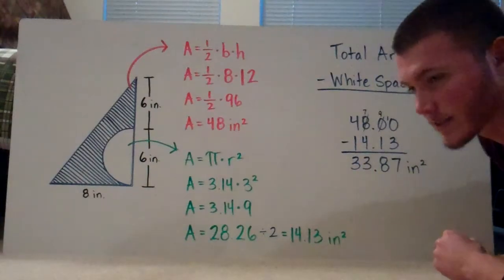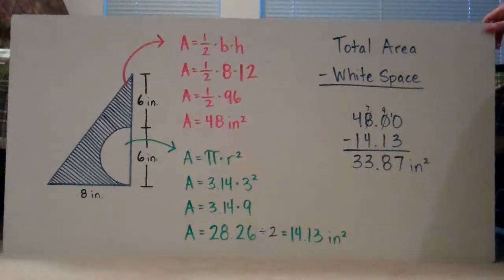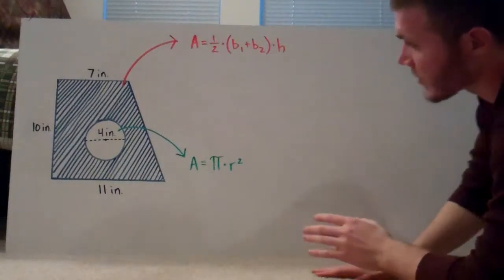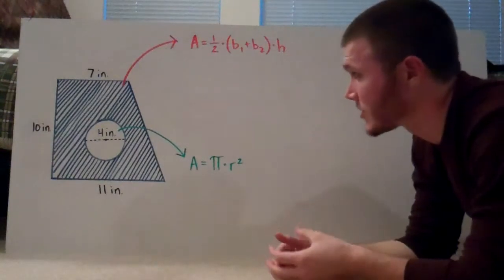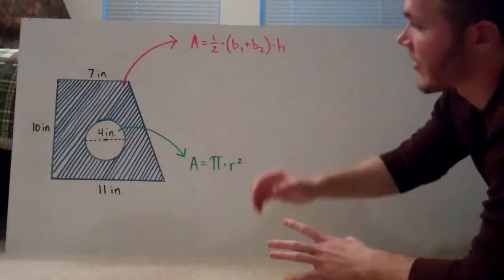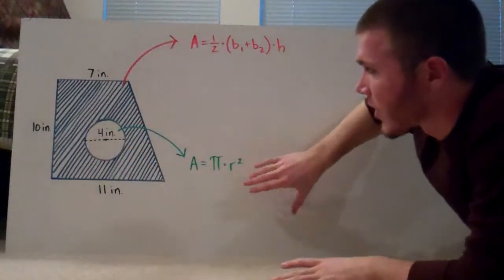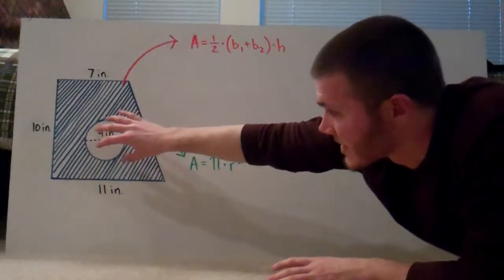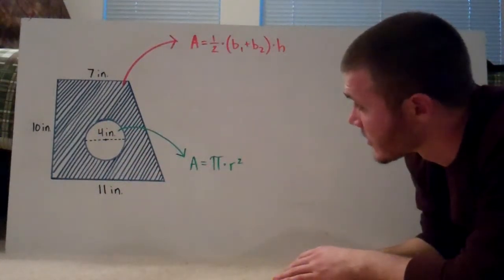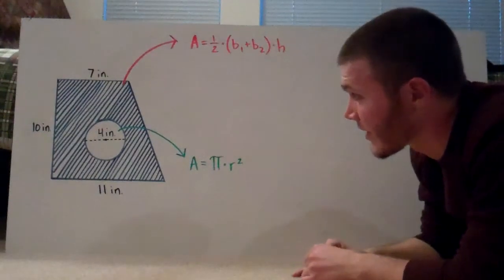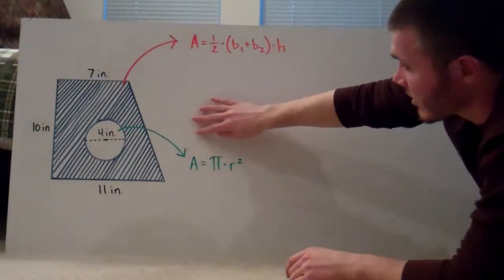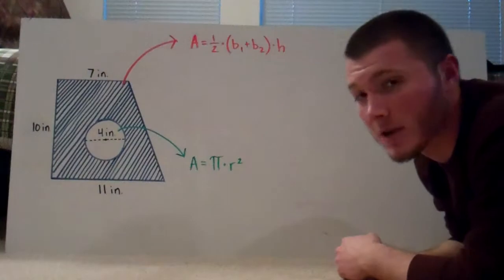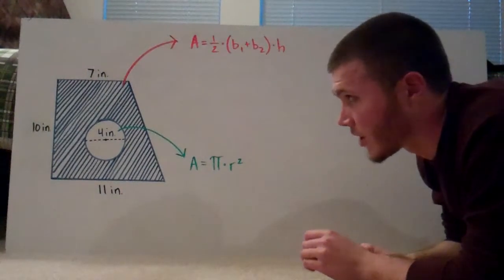Now, last slide. Give this one a shot. Really try and do this on your own. Find the area of the entire shape, that trapezoid. Use this formula. Then I want you to find the area of that entire circle, that white space. And then find the area of the shaded region by taking the total area and taking away the area of the white space. Go ahead, pause the video, give that a shot.